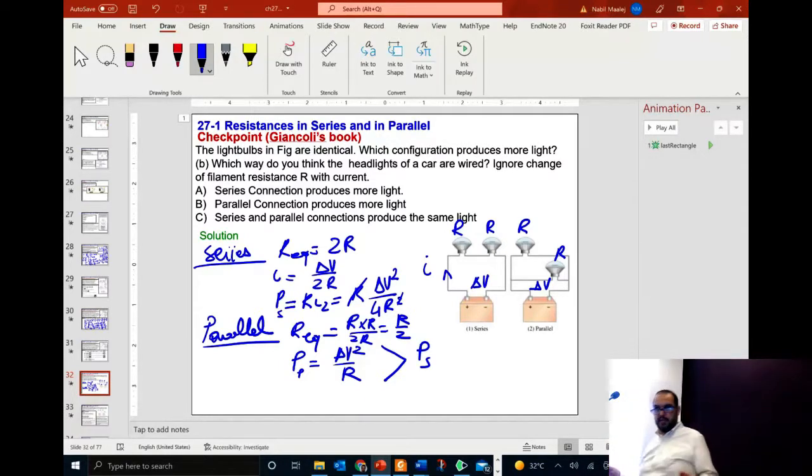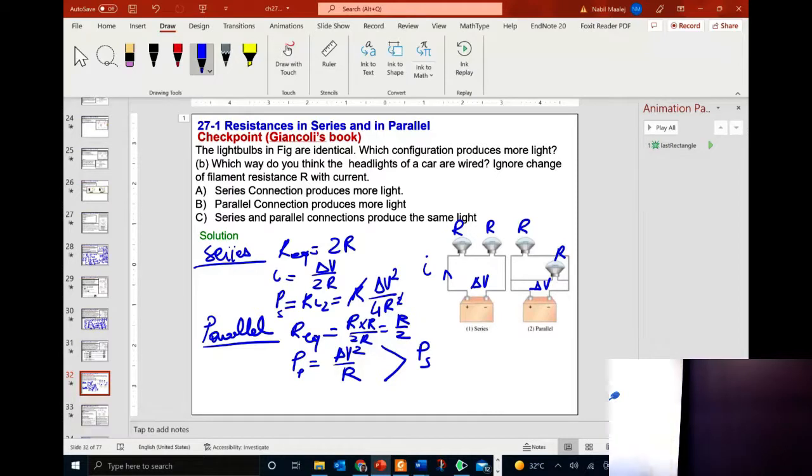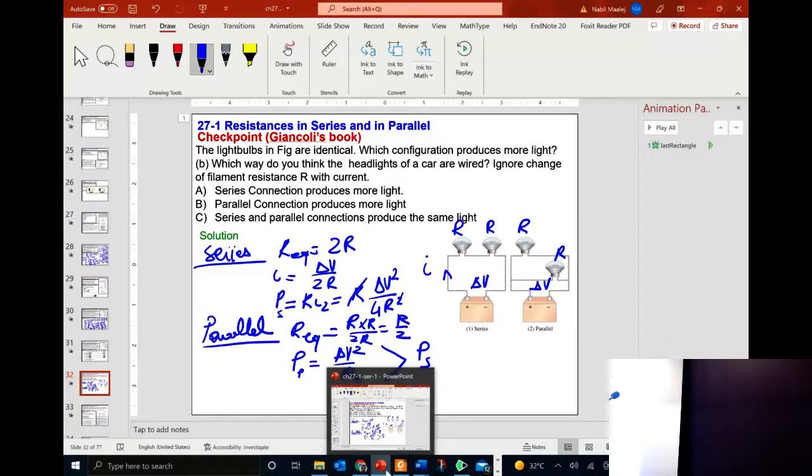Not only that, we mentioned last time, we should not connect headlights for our car in series. Because if one of them burns, the current will not flow at all, and then the other one will not work. And you know that in your car lights, if one burns, the other one is still working. So it's better to use parallel combination because first of all you get more light, and second, if one of them burns, you still have another one working.